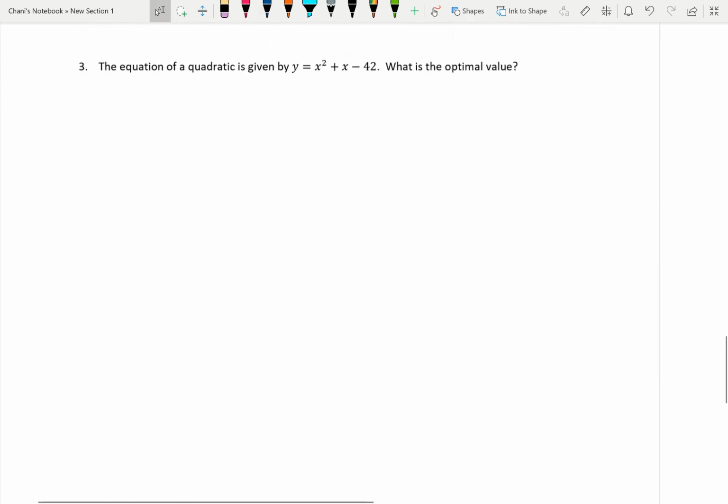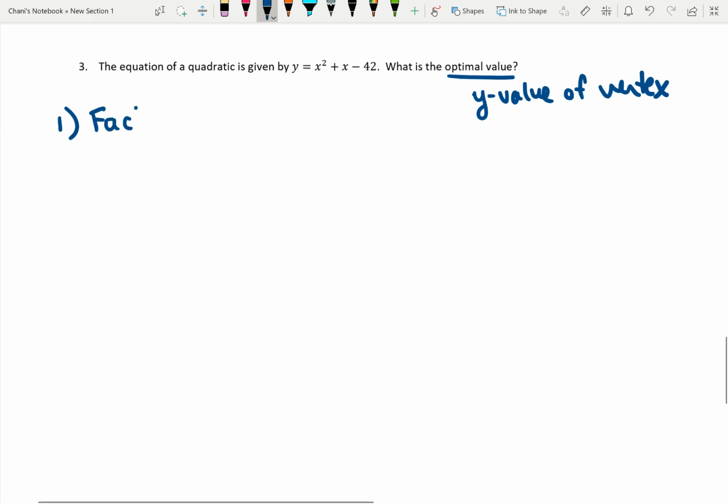The equation of a quadratic is given by this equation. What is the optimal value? So to find the optimal value, that is the y value of the vertex. So notice that this is not in vertex form, so we can't find the vertex. What we are going to do is factor so that we can find the zeros. Then once we have the zeros, we can find the vertex and the optimal value. So you get y equals x squared plus x minus 42.